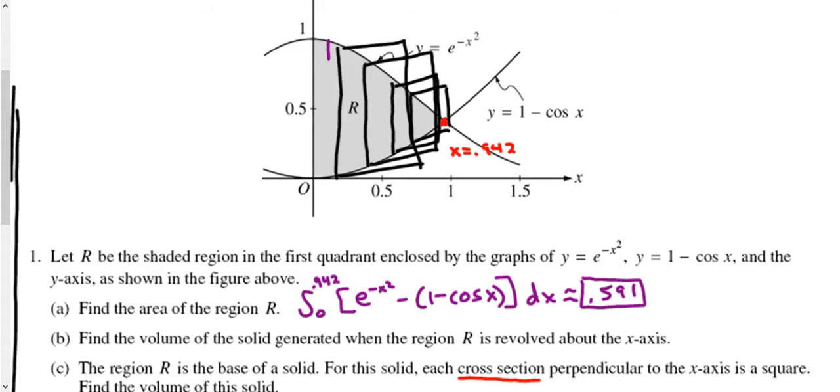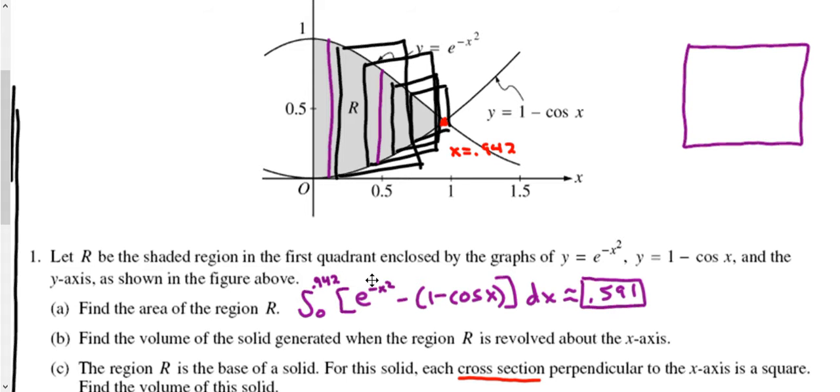If I draw a line from the top curve to the bottom curve, that's the side of one of my squares. So maybe over here I'll draw one of these squares. And anytime I draw a line from here to here, the length of that line is just e to the negative x squared minus 1 minus cosine of x. That's the side of a square.